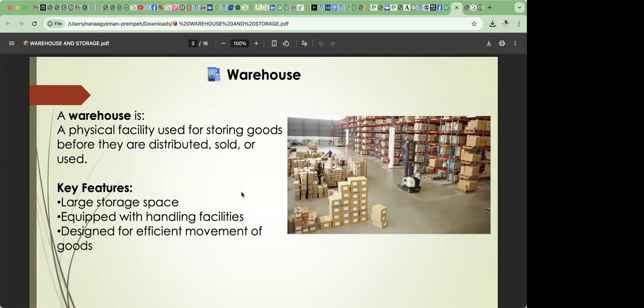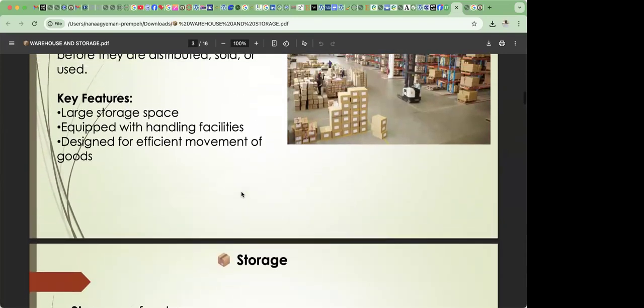It will be equipped with some handling facilities like a few cranes here and there. You can also have the forklifts and other materials that can help to lift and arrange all these goods, so that you can have an efficient movement of the various equipment within the warehouse. So these key features are also very, very important.